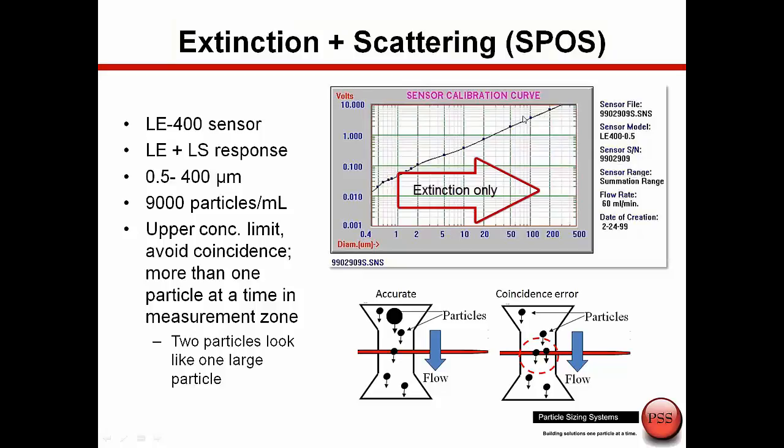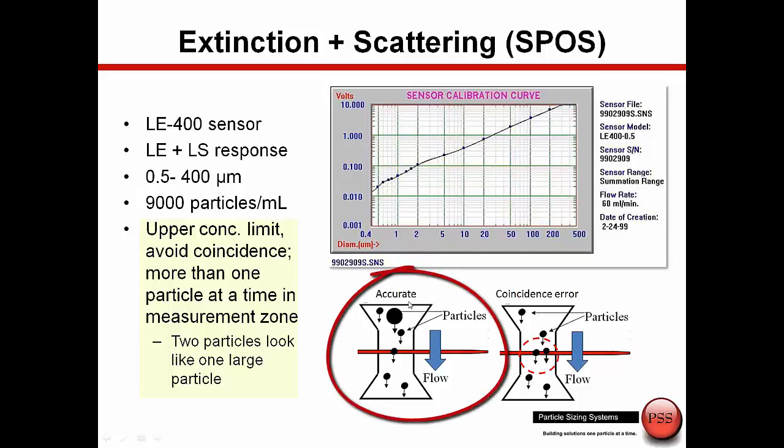Sensors based on only light extinction or obscuration can only measure down to about 1 micron, but when we add scattering, we can now measure below a micron, down to 0.5 microns. The most popular sensor used in the AccuSizer is the LE400. This will measure the dynamic range of 0.5 to 400 microns, up to a concentration limit of 9,000 particles per ml. The upper concentration limit is based on a coincidence limit.